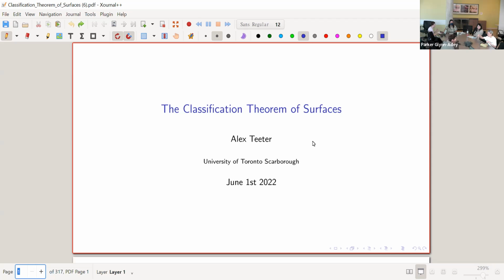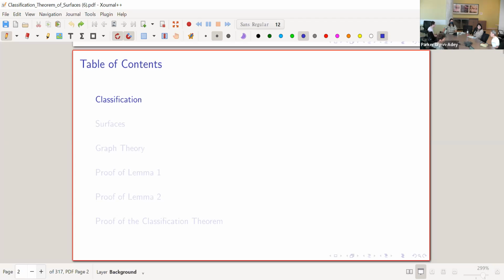But enough about me. Today we're going to go over the classification theorem of surfaces, a really beautiful theorem in algebraic topology. And we're going to be giving a very elementary sort of geometric proof. So I'll go right into it. So let's start off with some motivation of why we want to classify things in the first place.